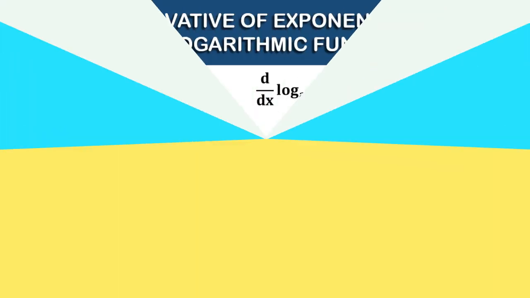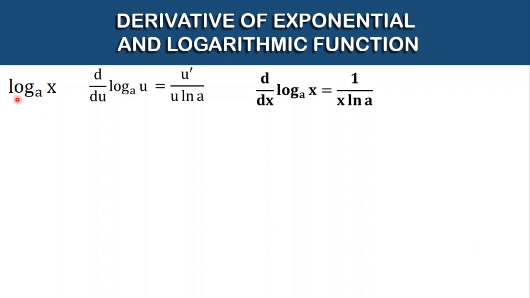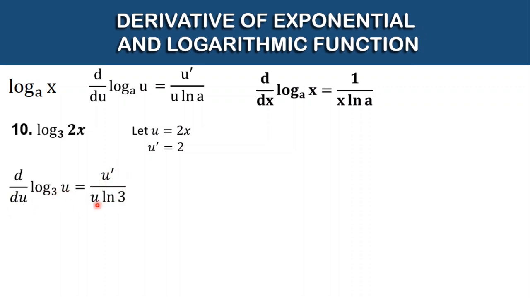For our example number 10, so this involves the logarithm of x with base a. So find the derivative of the logarithm of 2x with base 3. So dito, ang u natin is this part, 2x. So let u is equal to 2x and u prime is equal to 2. So this is the derivative of our 2x. Then substitute natin siya dun sa ating guide. So d over du of the logarithm of u with base 3 is equal to u prime over u times ln 3. So this is ln a. Yung value niya is the base of our logarithm.